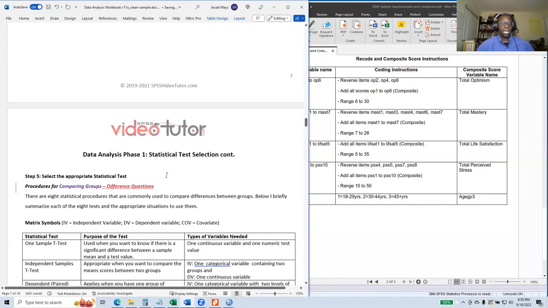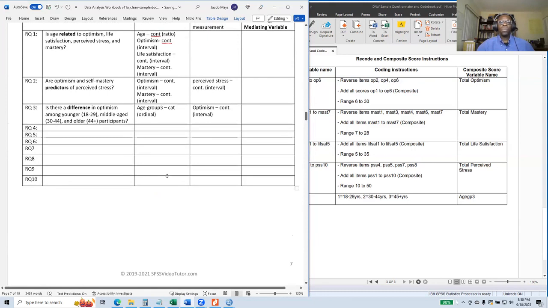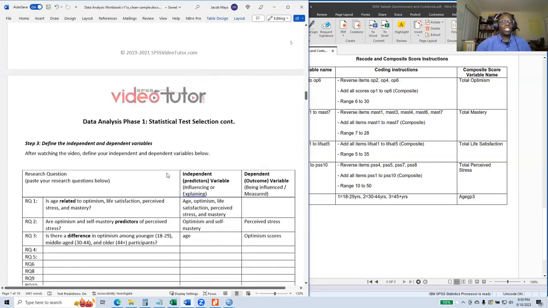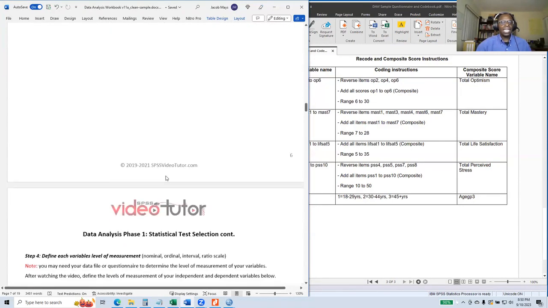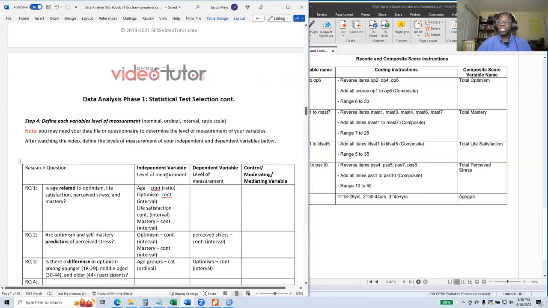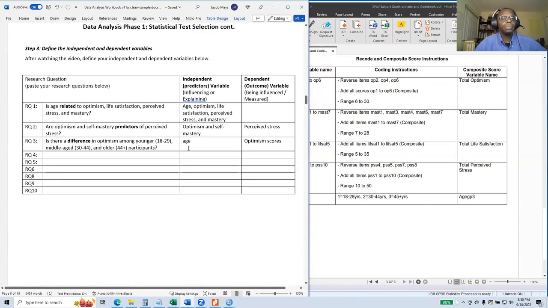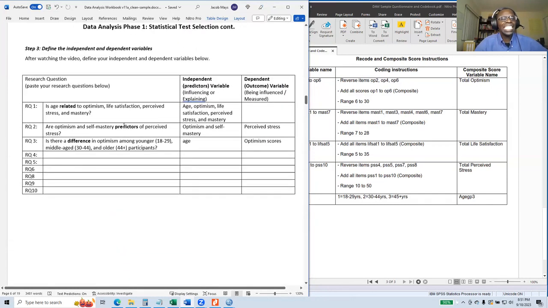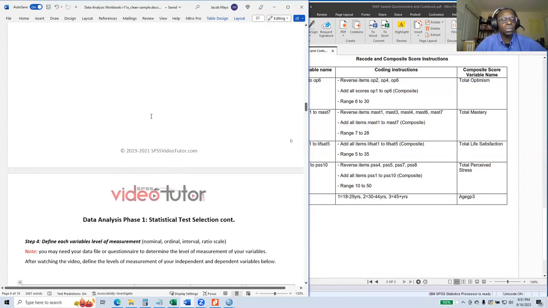the statistical test. Okay. Now we can go and select the correct statistical test. We've done all this work, and we're going to use all this information to answer the question, which statistical test should we use? All right. Let's start with the first research question. Is age related to optimism, life satisfaction, perceived stress, and mastery?